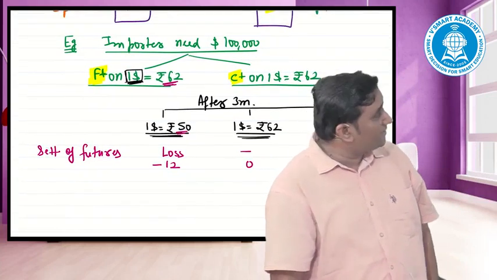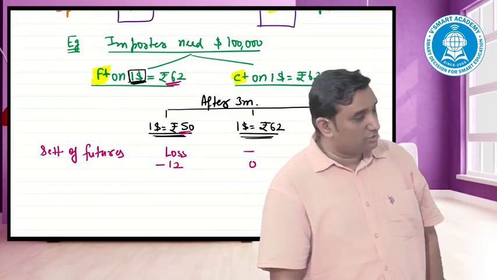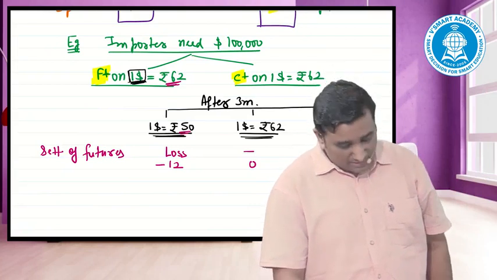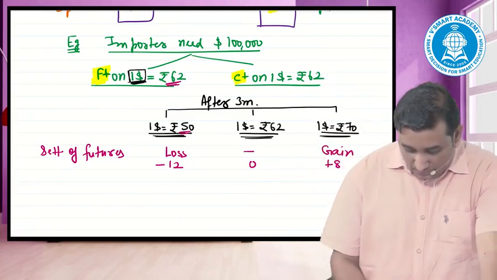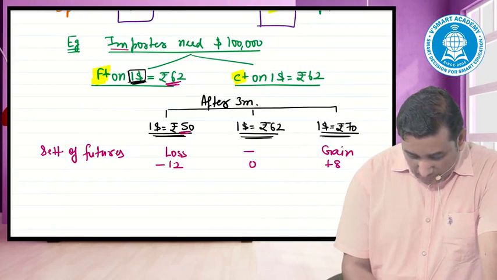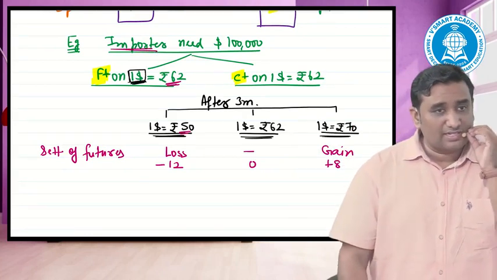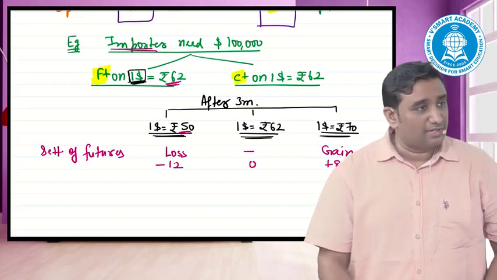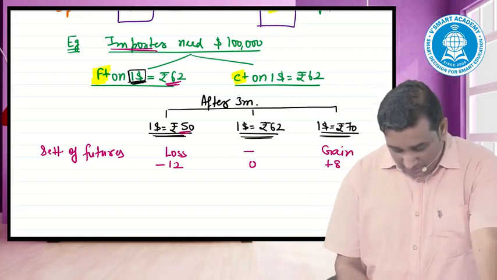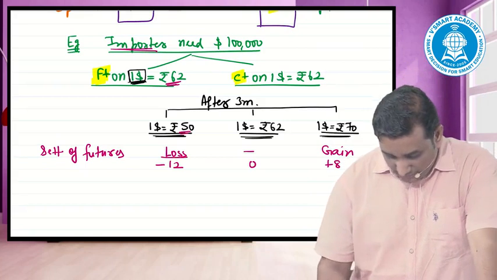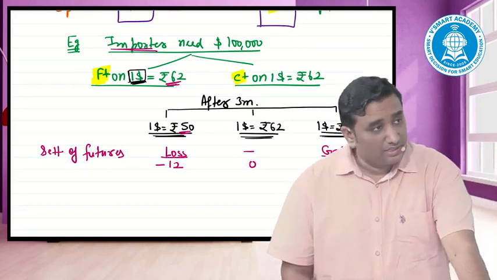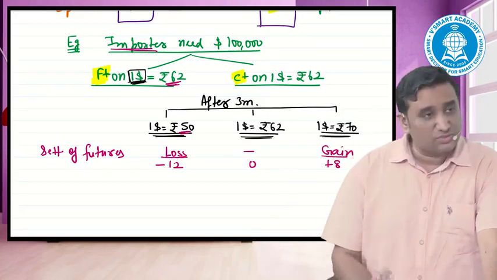The futures market is not the same as a cash market. Now, since you were an importer, does settlement in the futures market happen by cash settlement or delivery? Cash settlement. That means in this case, you'll incur a loss of 12. In this case, you'll get a gain of 8. The futures market is over now.